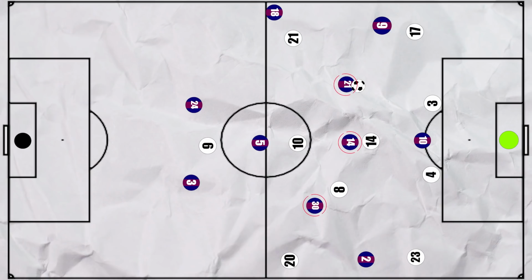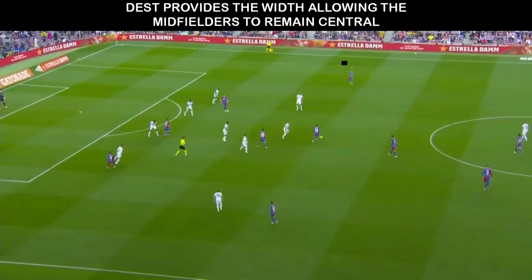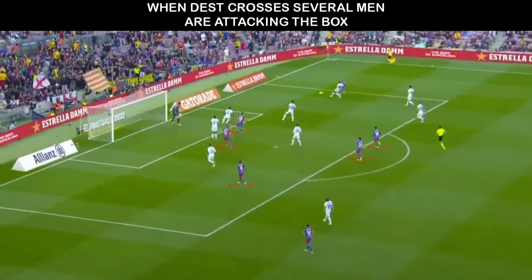More central numbers also meant more numbers attacking the box, so the previously ineffective crosses had more men attacking them. We see a bit of this in the final goal, with Dest giving all the width and several Barca men looking to attack the cross.